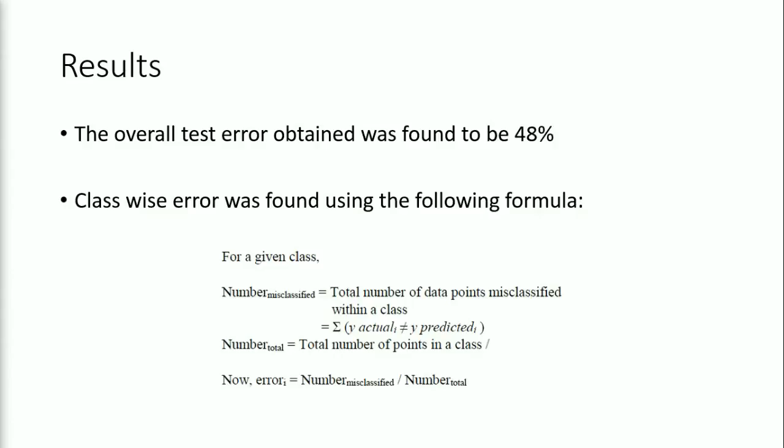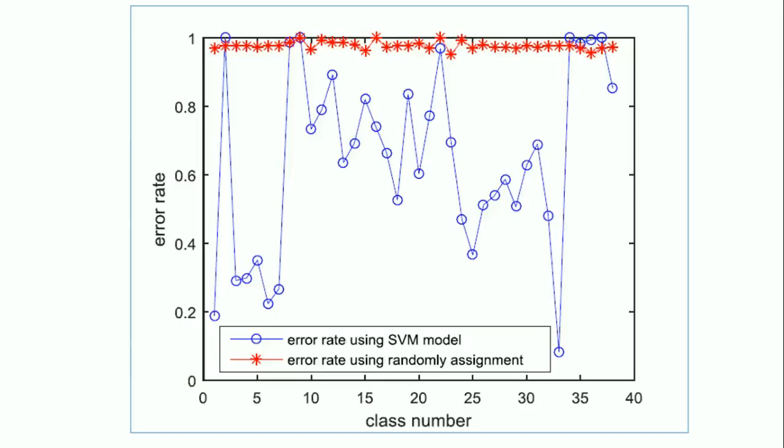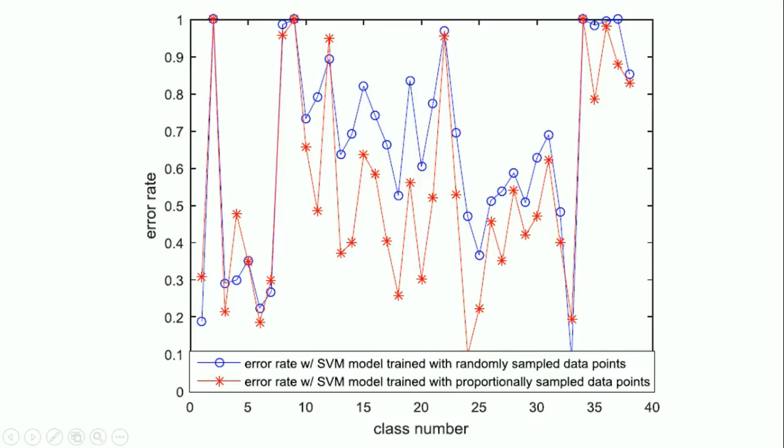Class-wise error was also found using the following formula, where the error is the number of misclassifications divided by the total number of samples. This figure is a plot of class-wise error when the SVM model is trained with random sampling. When the system is trained with proportional sampling and random sampling, this is the plot which is obtained. It shows the class-wise error of each class.